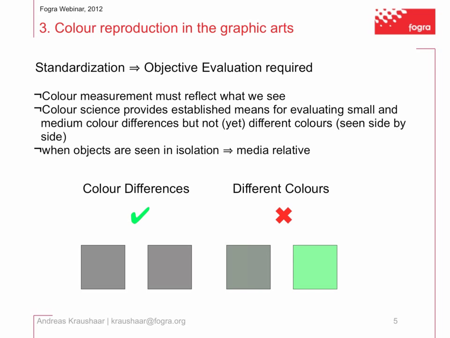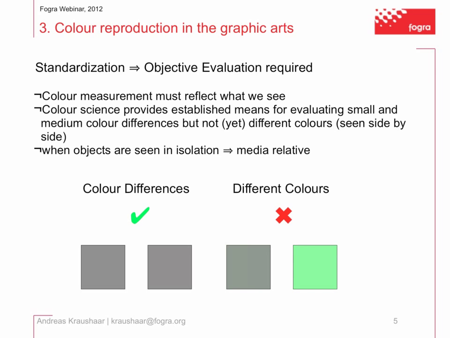And color science provides established means for evaluating small and medium color differences, but not yet huge differences. So that means all the color science concept is more or less derived by those experiments in 1931 and before, and later, of course, where we have displayed objects viewed side by side, and then derived the differences and the findings from that. And that is mostly objects seen side by side next to each other, and there are ways to determine the color matching functions and the colorimetry based on that.